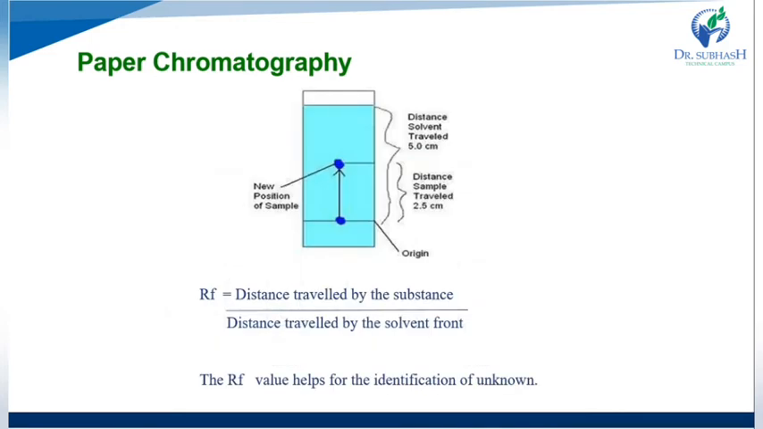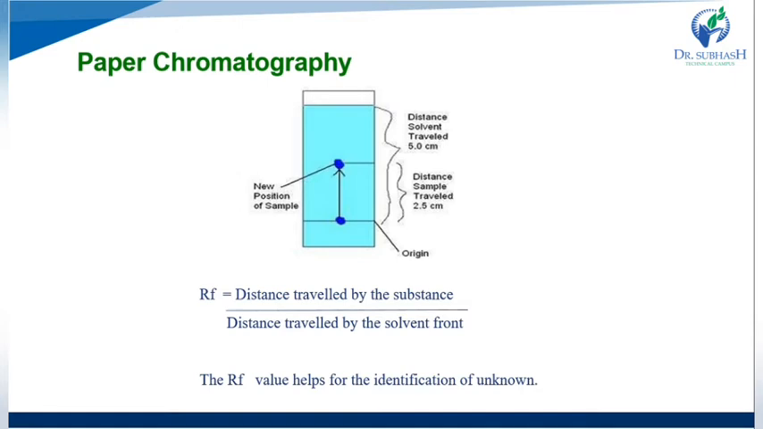So they distinguish with their Rf value, that is the distance traveled by the substance and the distance traveled by the solvent front. So the new position of the sample, that is, first the original sample and then the new position of the sample. We see here the distance the sample traveled, that is the sample Rf value, and the distance the solvent traveled.